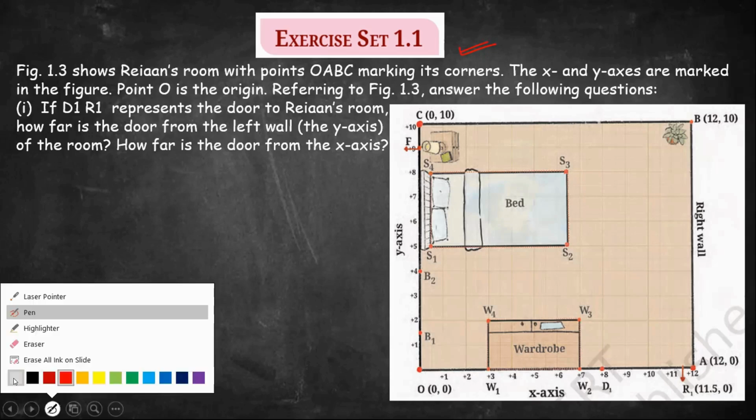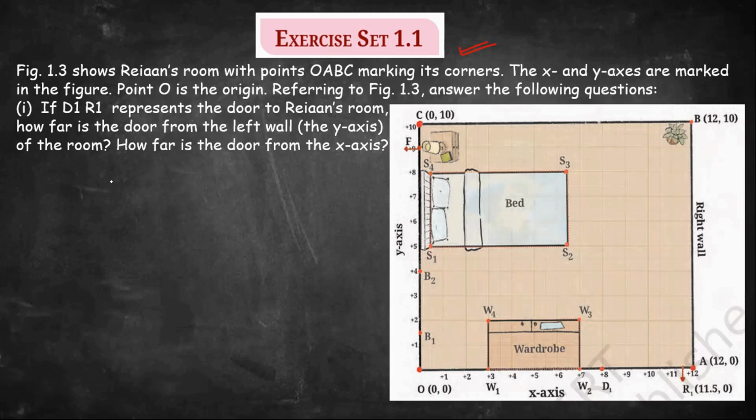Now in this figure, Rehan's room has points O, A, B and C. These points mark its corners. The x and the y axis are marked in the figure. Point O is the origin. Referring to the figure, answer the following questions.